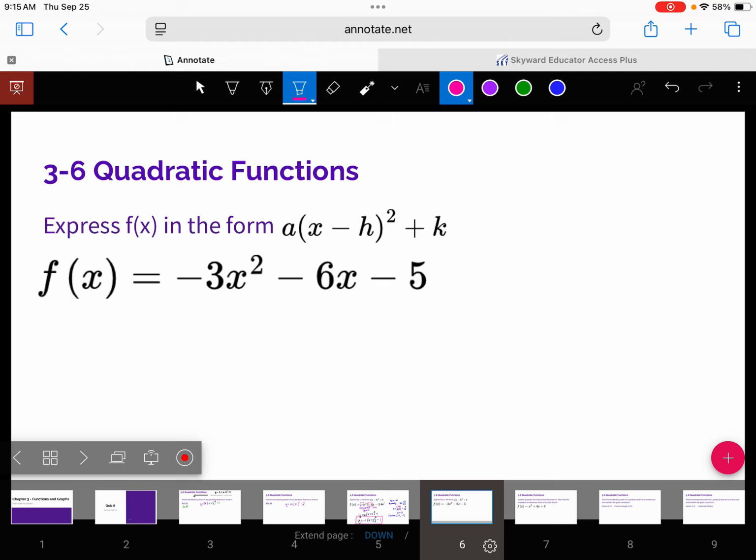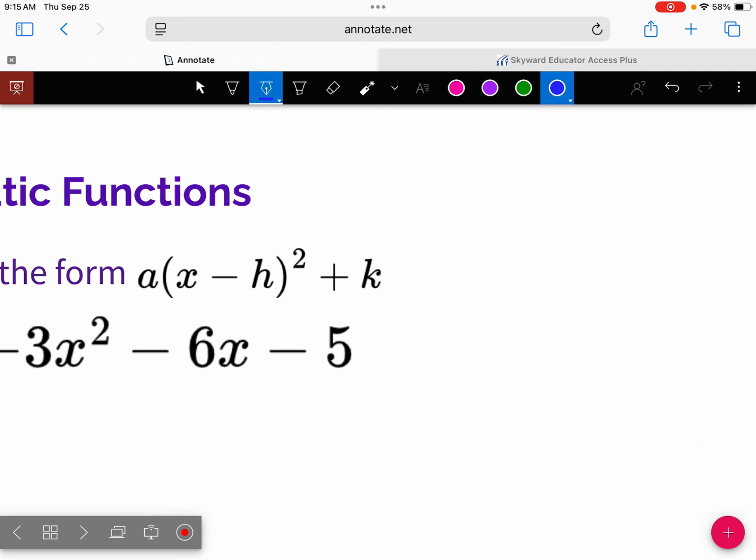Again, if you like completing the square, go for it. Complete the square. It absolutely works. But the easy way is to find our axis of symmetry and find our vertex. But you can do it whichever way you want, whichever way works better for you.